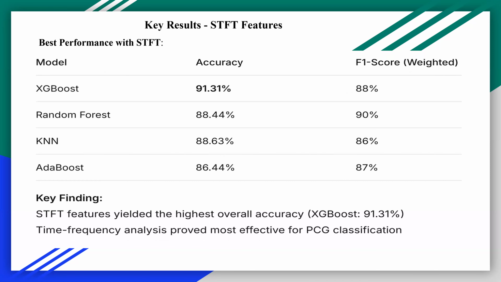Best performance with STFT features: the XGBoost accuracy is 91.31%, F score 88%, then random forest, then KNN, and finally AdaBoost, whose performance is 86.44% and the F score is 87%.